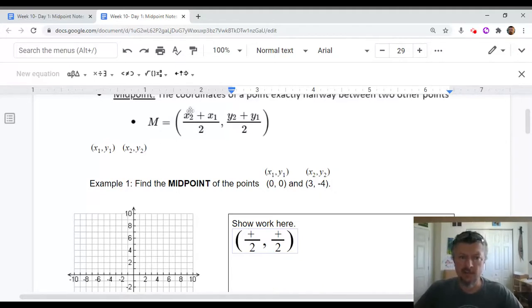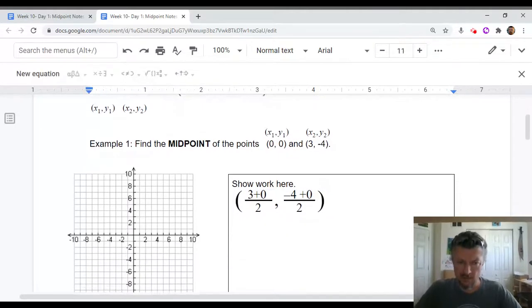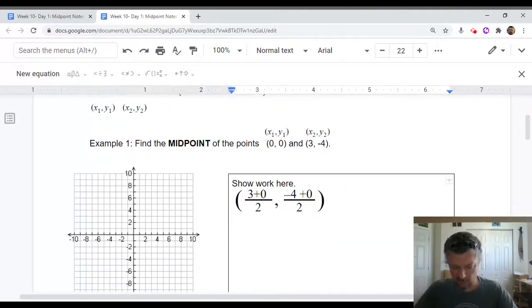First thing I'm going to do is x2 plus x1. So x2 is here. It's 3, right? 3. x1, here's your first one, 0. All right. And then we're going to do our y's. We have y2 plus y1. So y2 is negative 4. And y1 is 0. All right. So there's that so far.